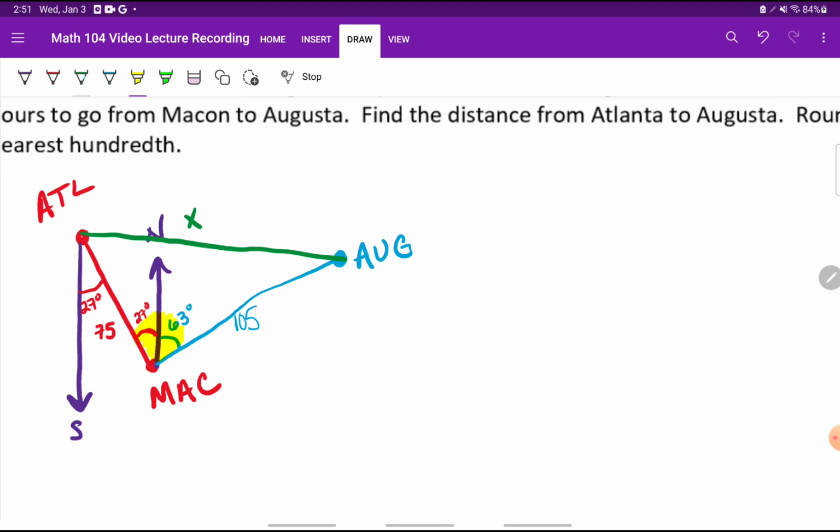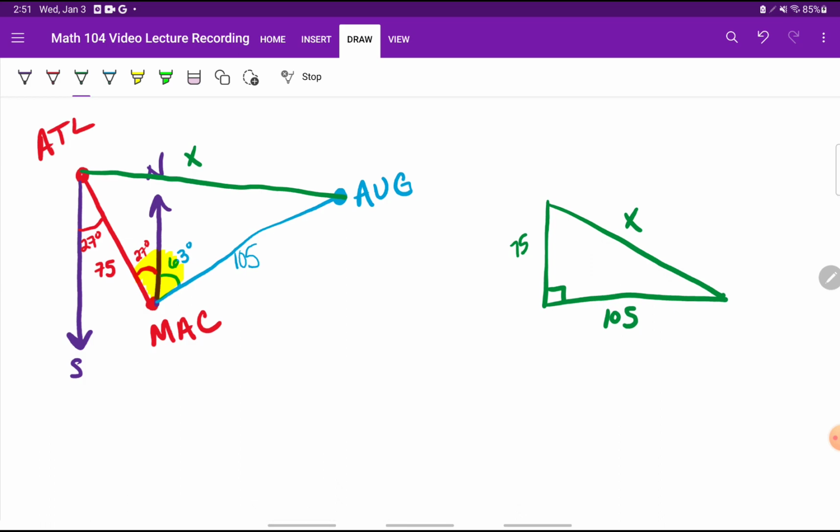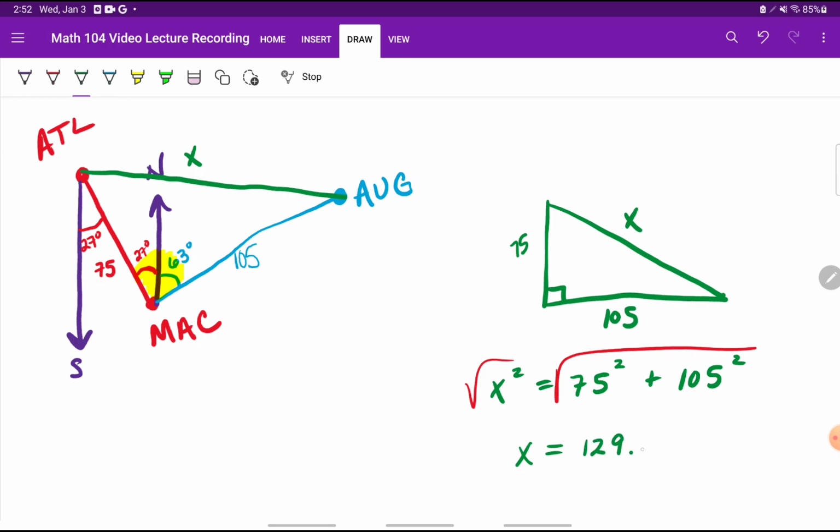So I'm going to draw a breakout triangle for us. I think I'm going to turn it on its side too. So this is 75, this is 105. We're looking for x. That's the hypotenuse of our right triangle. x squared is going to be equal to 75 squared plus 105 squared. And I just put a square root over top of this and put it all in my calculator at once. We're rounding to the nearest hundredth. x is equal to 129.03, and our unit is miles.